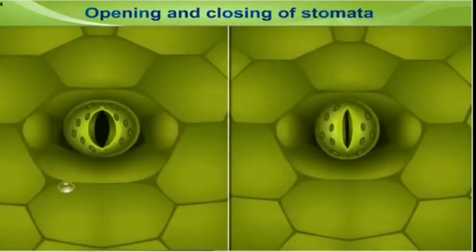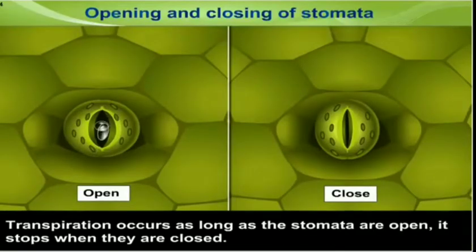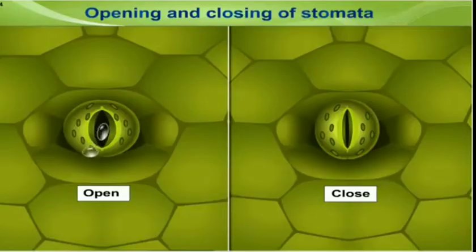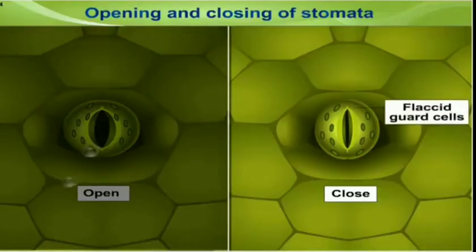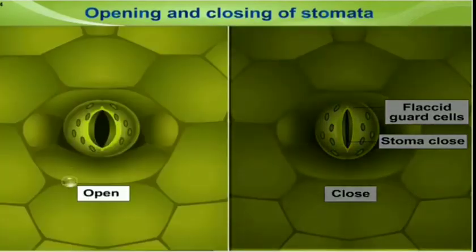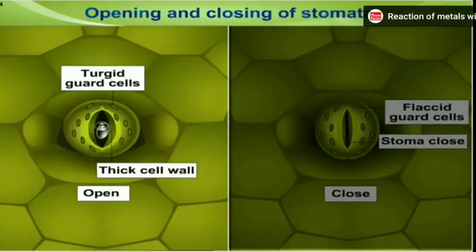The opening and closing of stomata. You can see the first picture is open stomata and the closed stomata. Transpiration occurs as long as the stomata are open. It stops when they are closed. Open stomata, closed stomata. In the closed stomata, the flaccid guard cells, stoma closed, and in the open stomata, turgid guard cells, thick cell wall, thin cell wall.